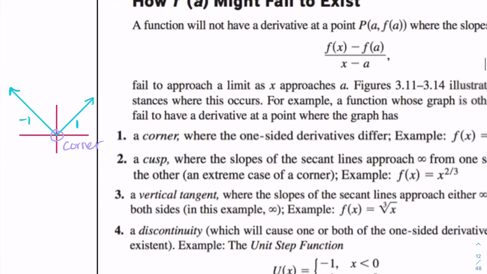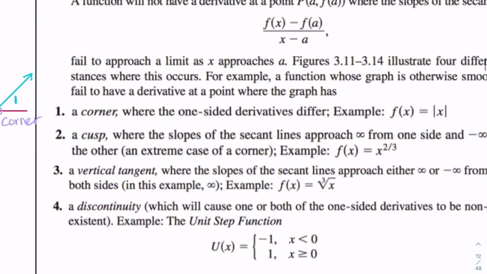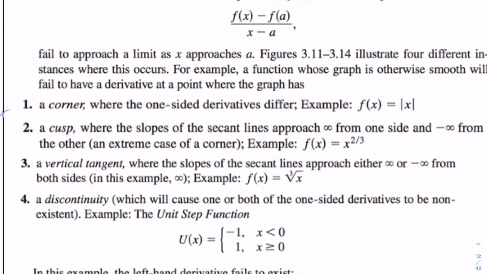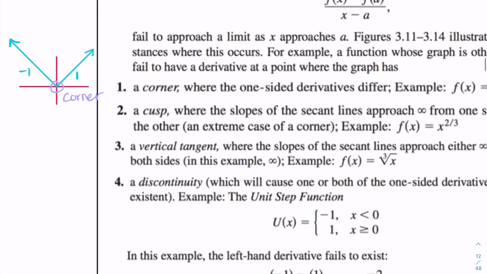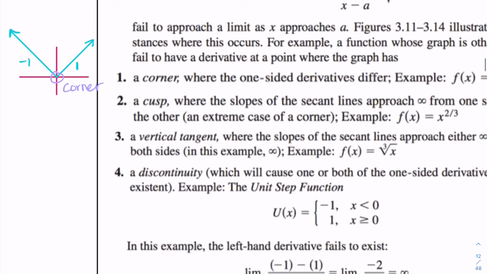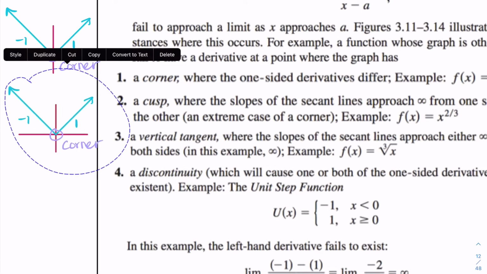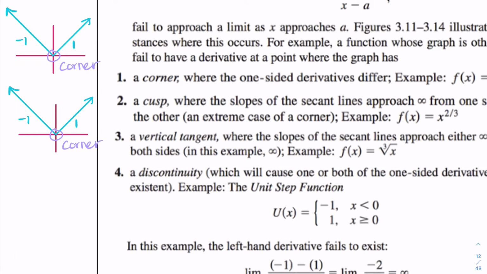Okay, a cusp is where the slopes of a secant line approach infinity from one side and negative infinity from another. So this one's very interesting. When we read one-sided derivatives, we don't read just left to right. We also read right to left. It's kind of weird, but what we have to do is take a look at what is going on. Oops, let me try this again.